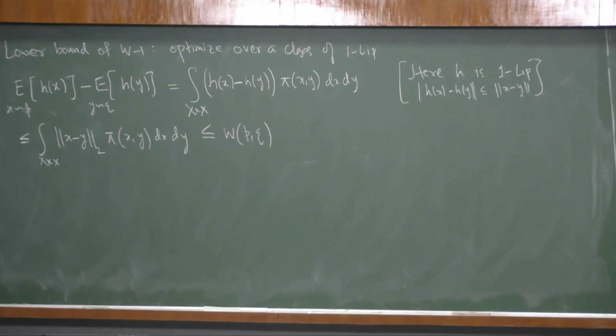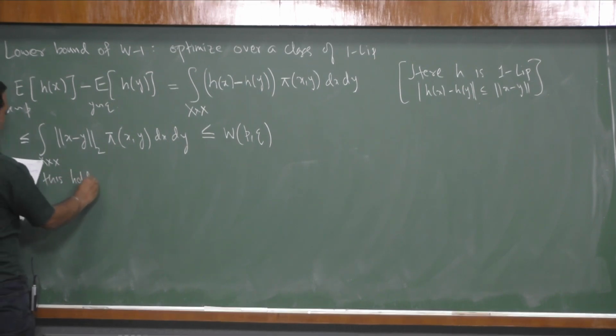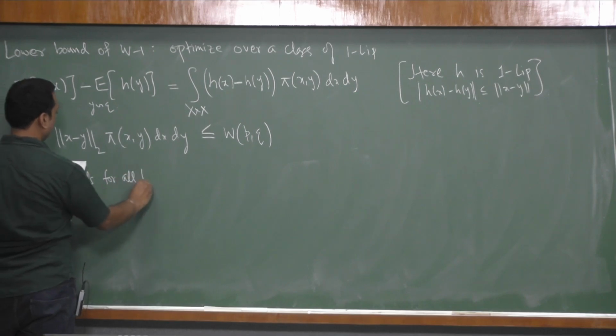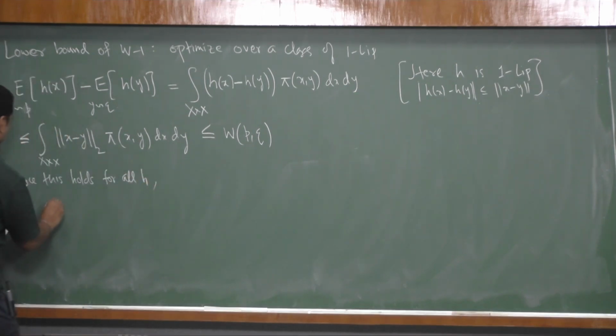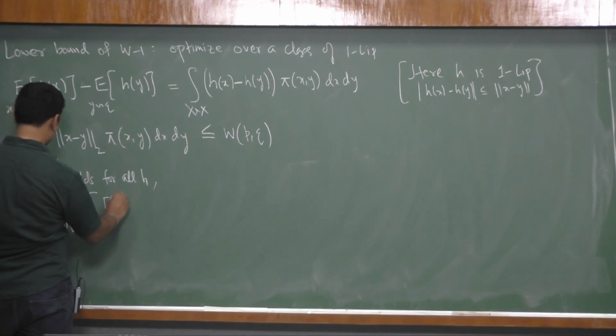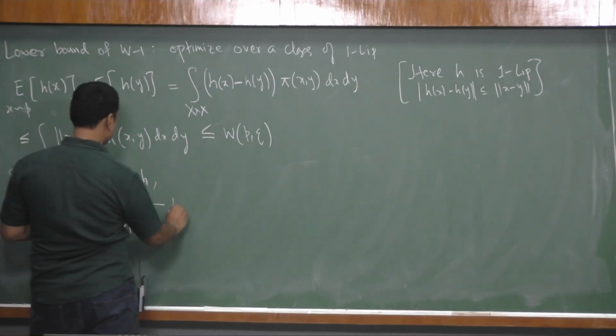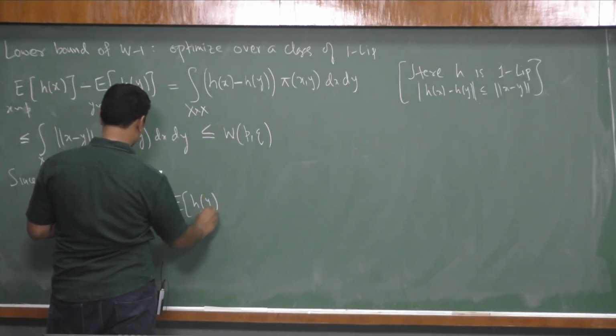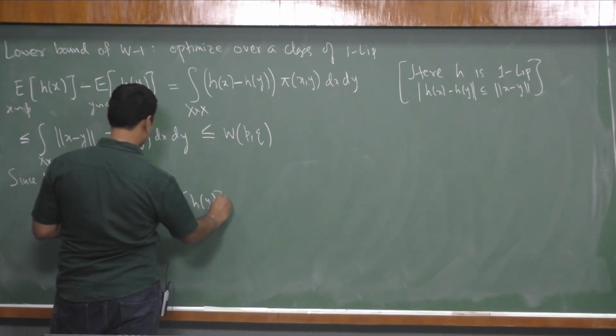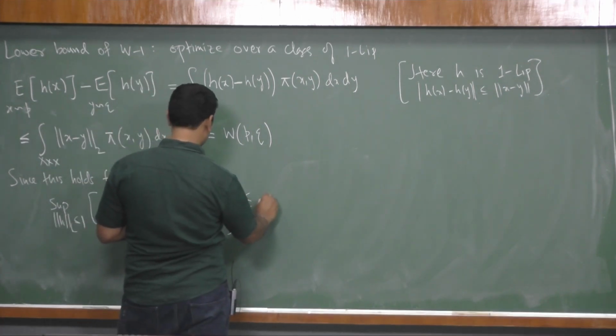Now, if this holds for all h, then the supremum should also hold for all h, right? So, since this holds for all h, it should hold for the supremum. So the supremum over, this is how I denote it, the 1-Lipschitz functions, okay? And this is the expectation of h(X), X follows P, minus the expectation of h(Y), Y follows Q, and that's W(P,Q).